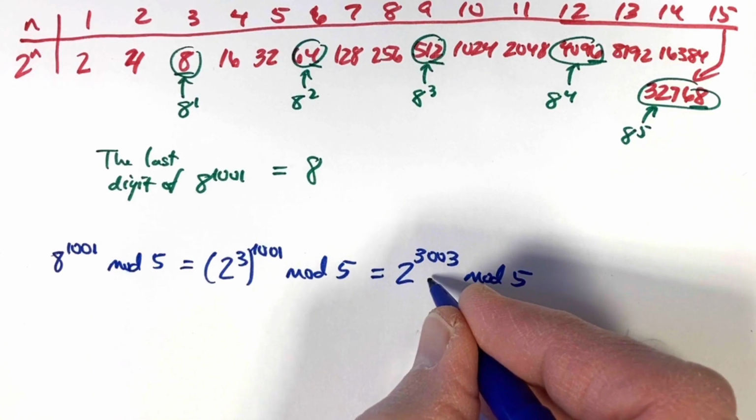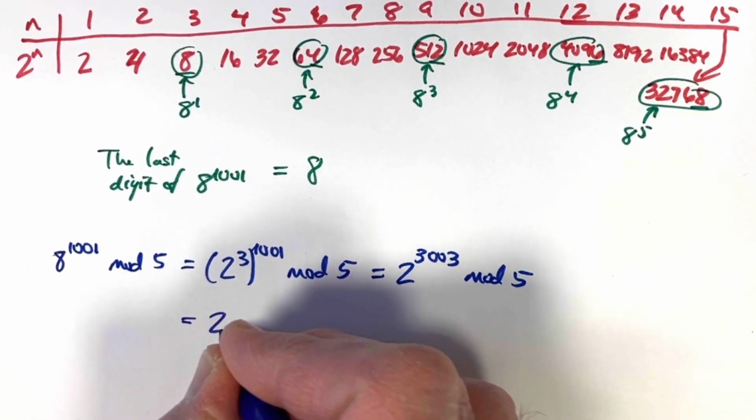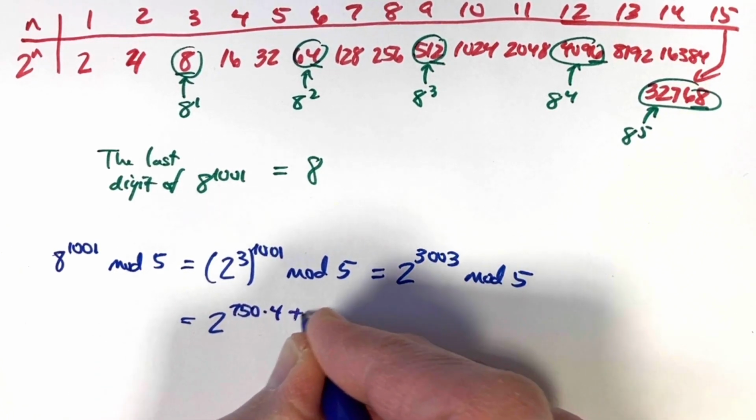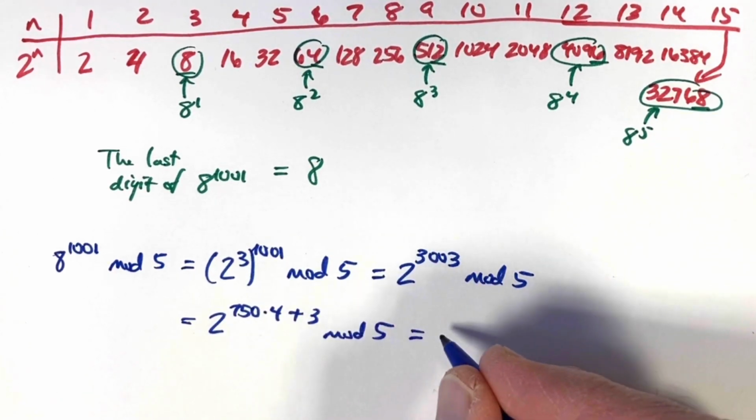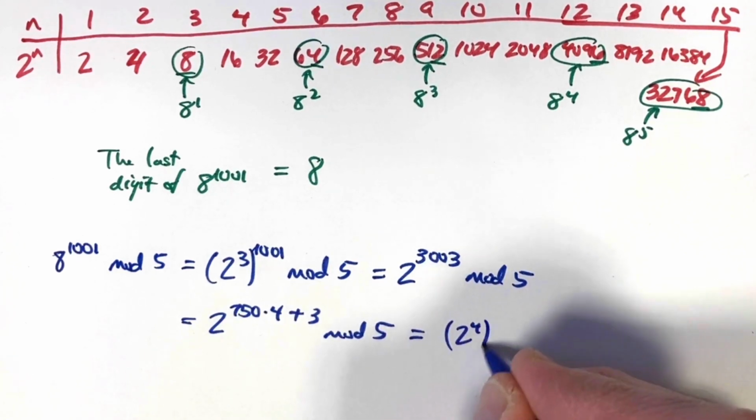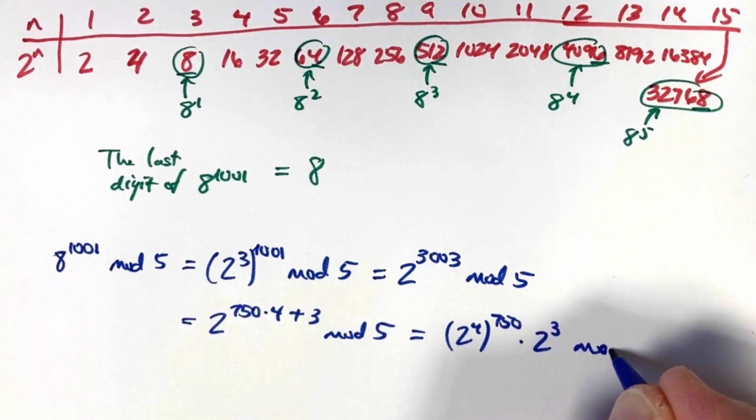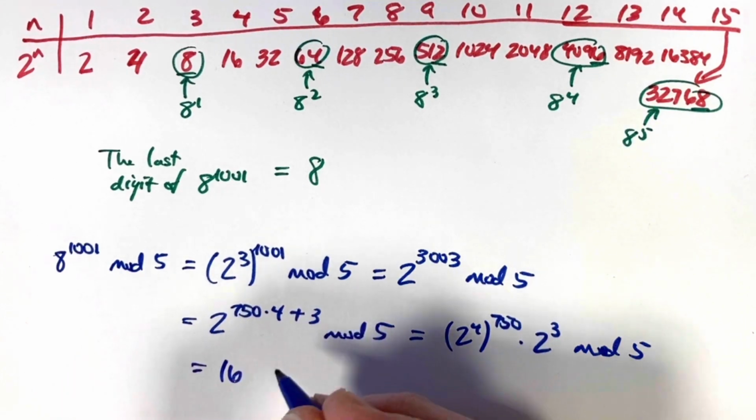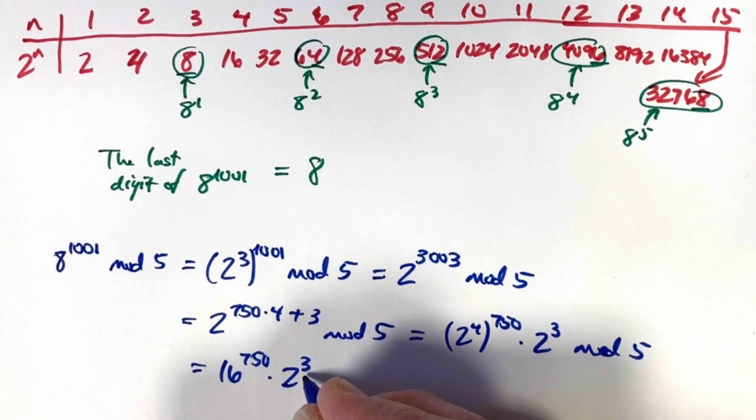Now realize that 3003 is 3 more than a multiple of 4. I'm going to write 3003 as 750 times 4 plus 3, and then I can use a couple properties of exponents to write this ultimately as 2 to the 4th to the 750th power times 2 to the 3rd mod 5. I used a couple properties of exponents there. Of course, 2 to the 4th is 16, so I get 16 to the 750 times 2 to the 3rd, which of course is 8.